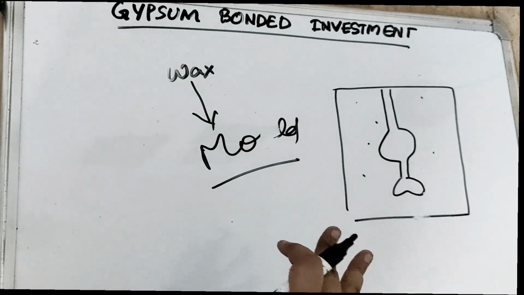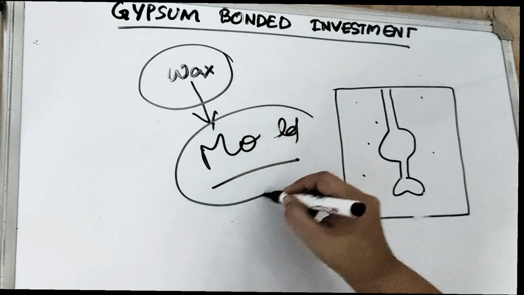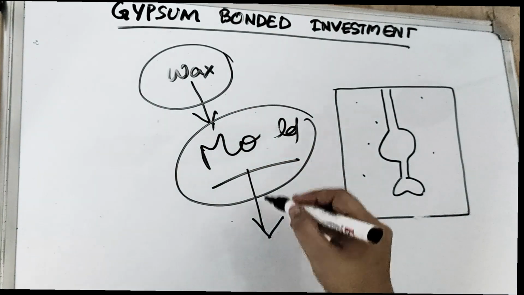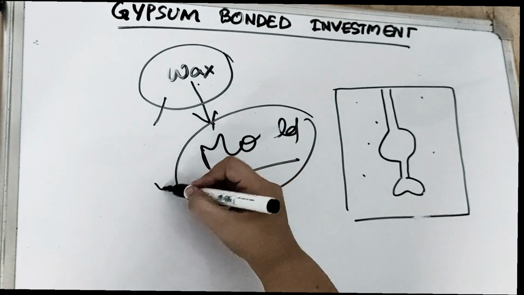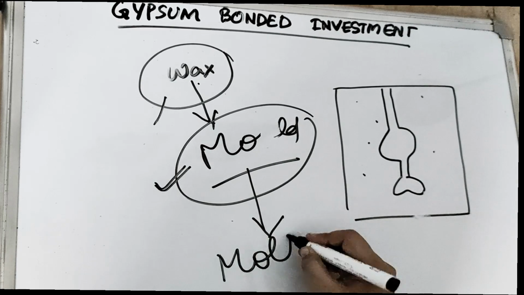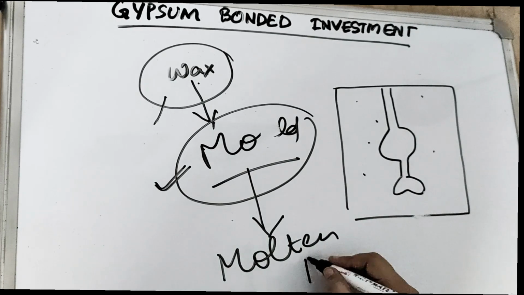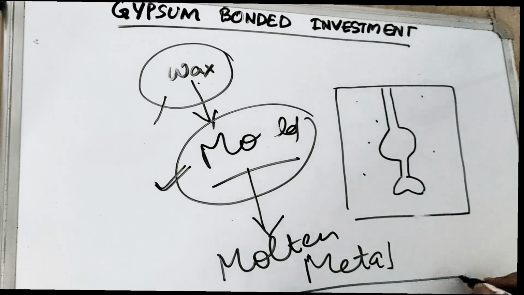So basically, we first prepare with wax, and then we prepare a mold. Then we melt all the wax and get the space, which we call the mold, right? That is the space, and then we put the molten metal into it. This procedure is what we call the casting procedure. This is basic, very simple.